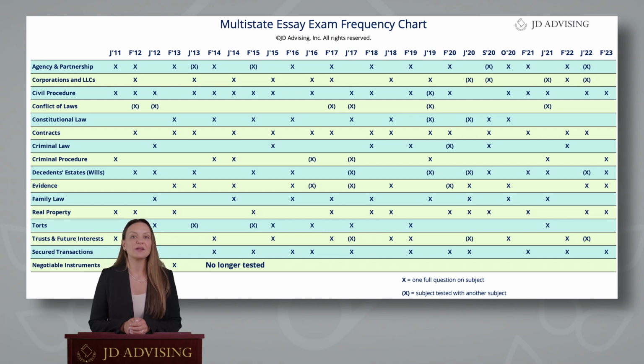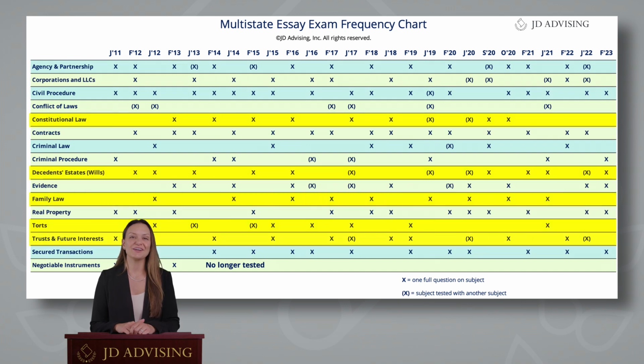We find it helpful to break the subjects down into tiers. Tier 1 subjects are the most frequently tested. Tier 2, a little less, and then Tier 3, the least frequently tested subjects. Tier 1 subjects are civil procedure, which is the most frequently tested subject on the MEE, agency and partnership, contracts, secured transactions, real property, corporations and LLCs, and evidence. If you take a look at the chart, you can see these subjects have the most amount of X's.